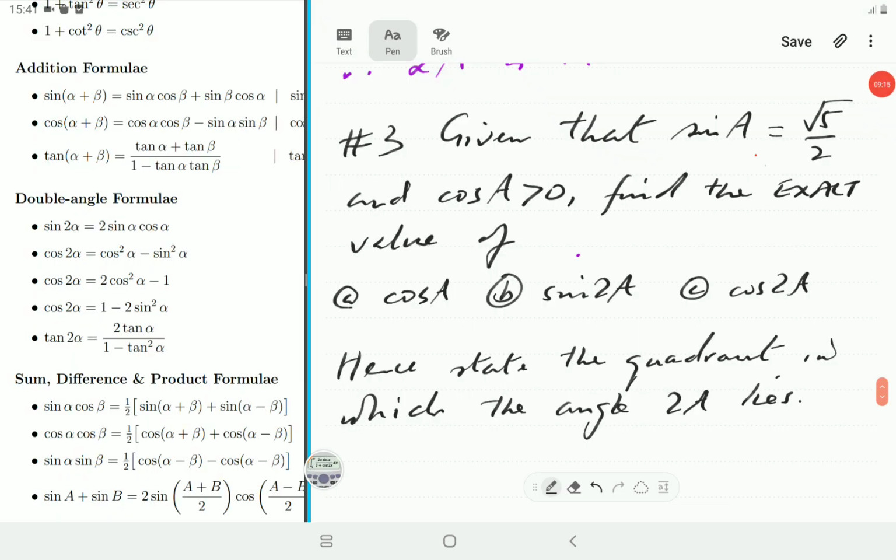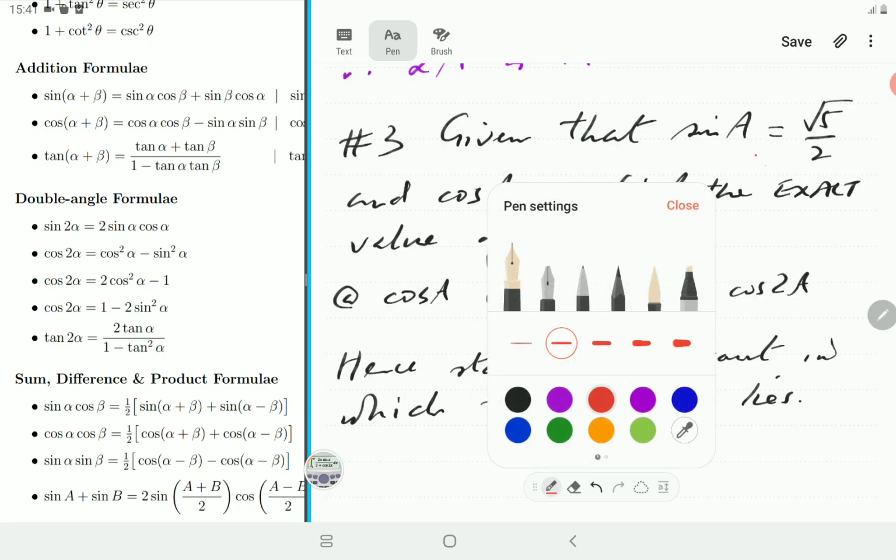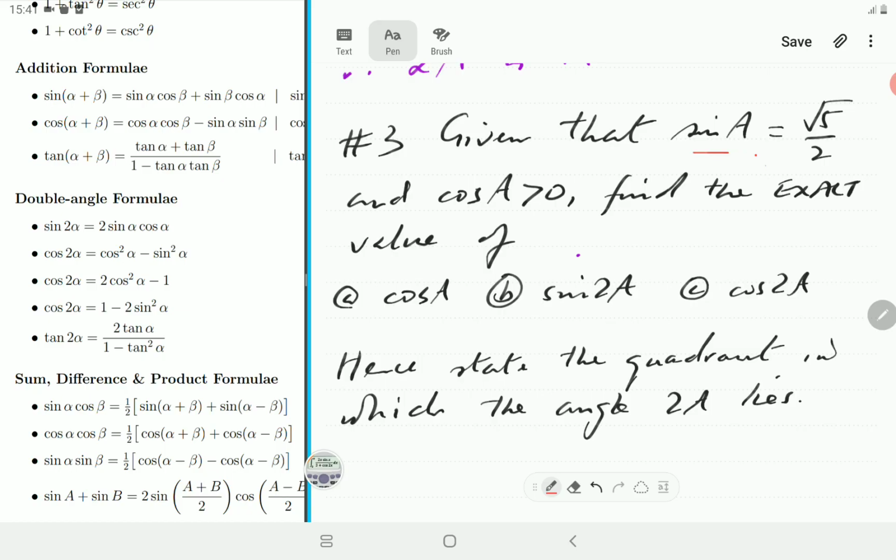Alright, so this is a similar question to number 2. So this time we are given that the angle A has got sine A being root 5 over 2. Cosine A is positive, so we want to find cosine A, sine 2A and cosine 2A. And then from that, we want to determine the quadrant in which the angle 2A lies. So if you want to have a go at that, and then you can compare with our answer, which is going to follow in a while.